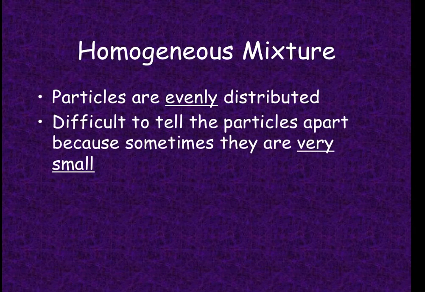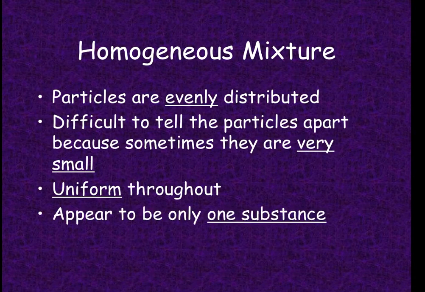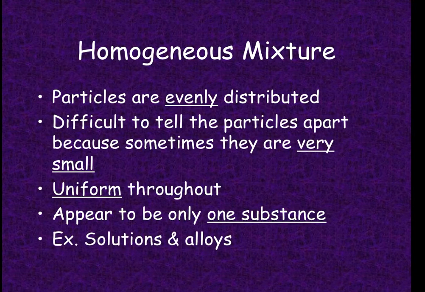Sometimes it is very difficult for us to tell the particles apart from each other, though, because they can be very small. It is uniform throughout, like I said before, wherever I slice, and sometimes they appear to be only one substance, but they're really not. There's more than one there. Examples of homogeneous mixtures include solutions and alloys.